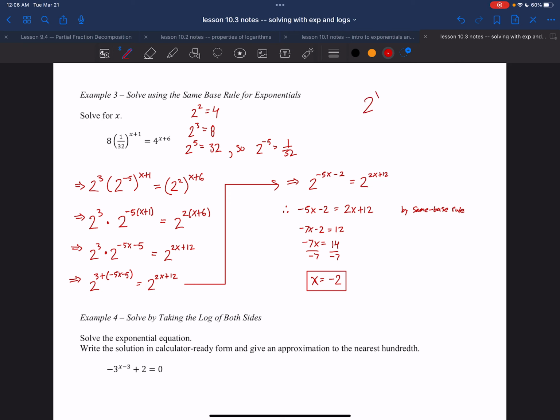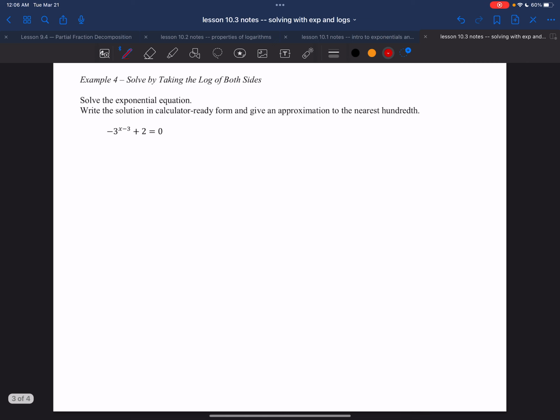Okay, so if you got 2 to the x equals 3 to the x plus 1, you can't do this. You got to use logarithms somehow, okay, or something else. But you're not going to do same base rule for that. Okay, example 4, we're going to take the log of both sides.